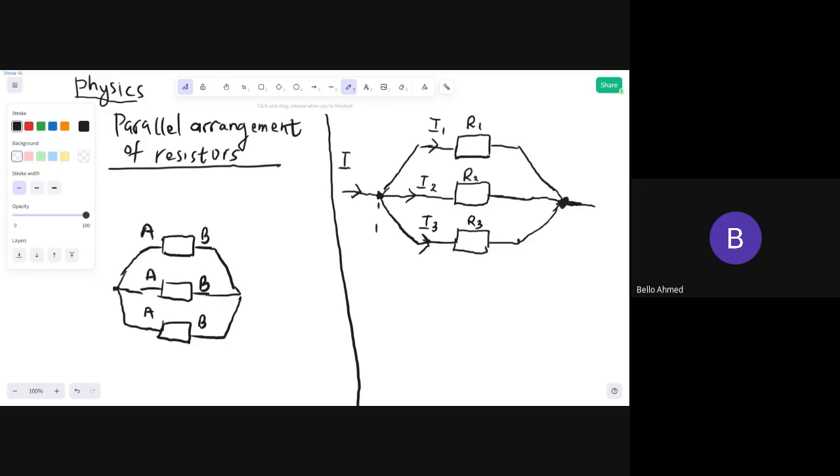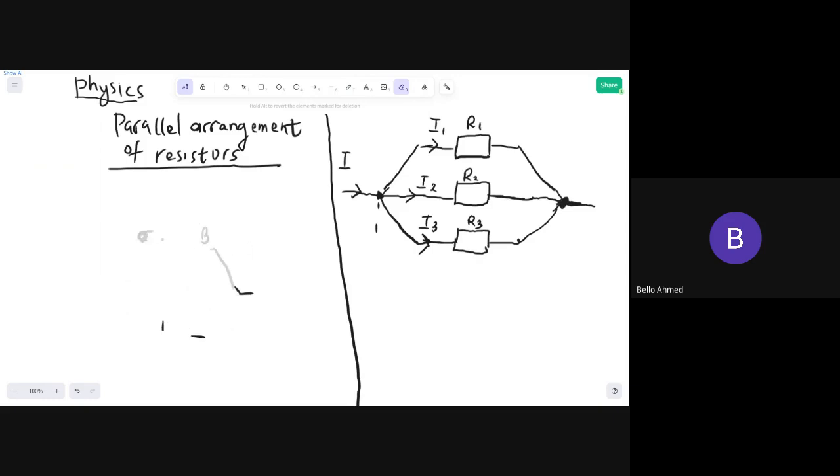this kind of arrangement is called what? This kind of arrangement is called parallel arrangement of resistors. We can also have two resistors connected in parallel. One of the very important things is that you have to be able to identify resistors arranged in parallel.